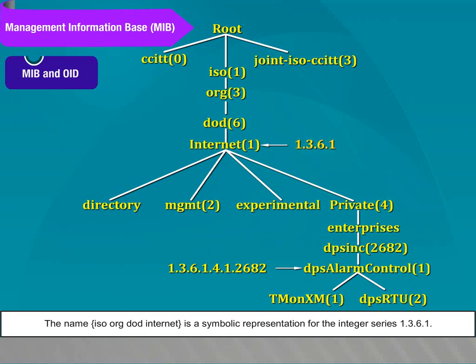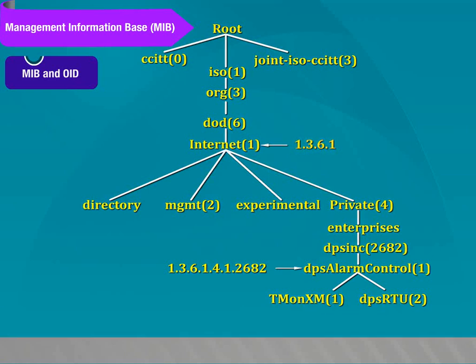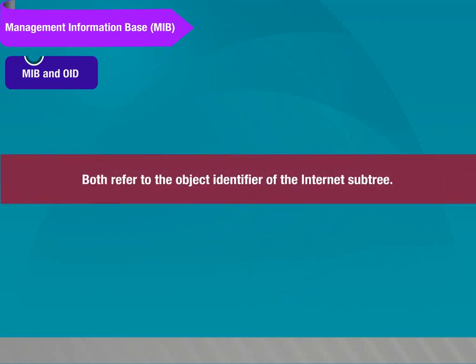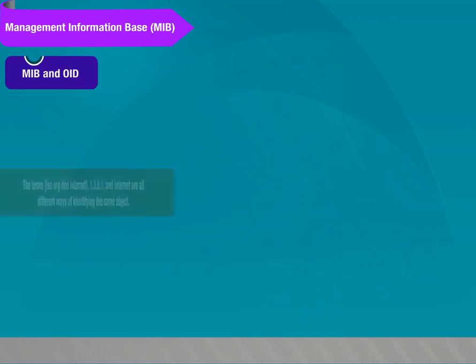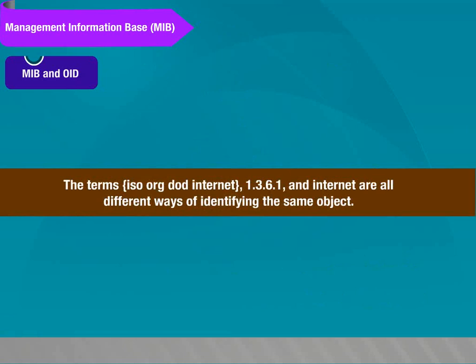The name ISO ORG DoD Internet is a symbolic representation for the integer series 1.3.6.1. Both refer to the object identifier of the Internet subtree. In practice, 1.3.6.1 can simply be referred to as Internet. The terms ISO ORG DoD Internet, 1.3.6.1, and Internet are all different ways of identifying the same object.